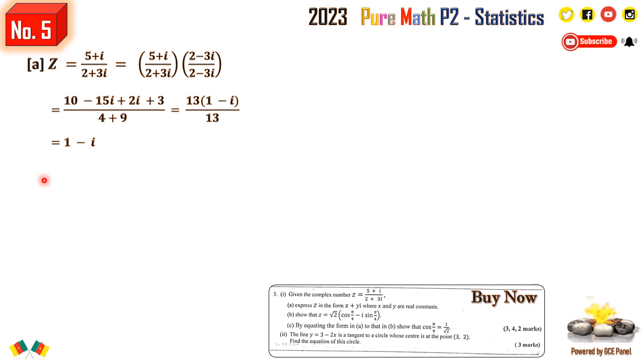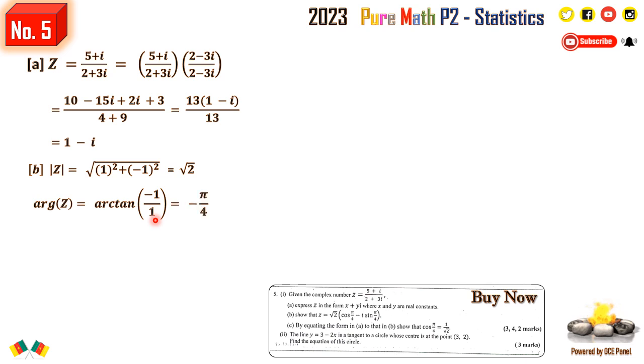Now the B part of the question. Show that z is equal to root 2 cos pi on 4 minus i sin pi on 4. So here, we first of all need the modulus of this complex number, the magnitude. And that's going to be given by the x value squared plus the y value squared. So for z, that is 1 squared plus minus 1 squared, which is equal to root 2. Next thing we need is the argument. The argument of z is equal to arctan of negative 1 on 1, the y component on the x component, which is equal to negative pi on 4.